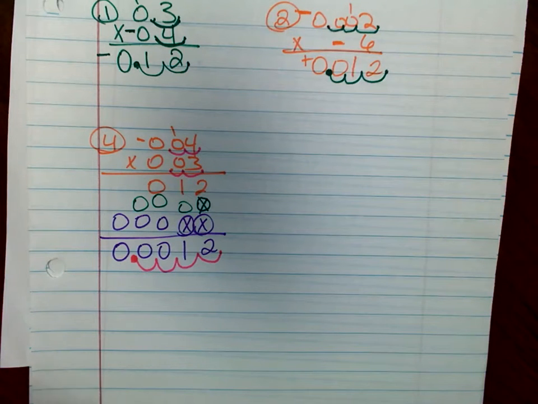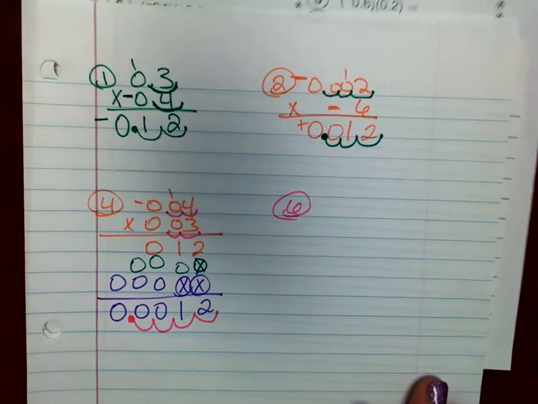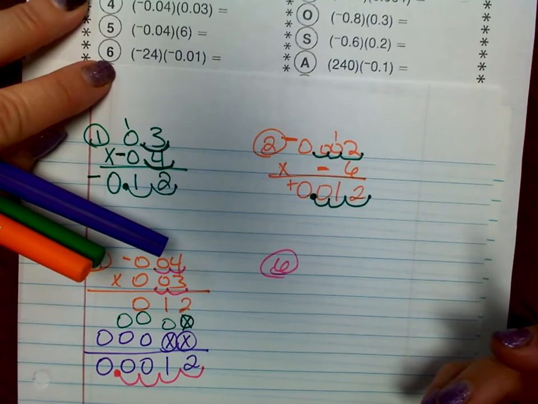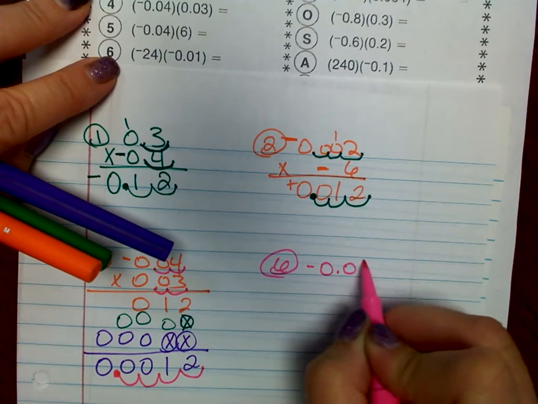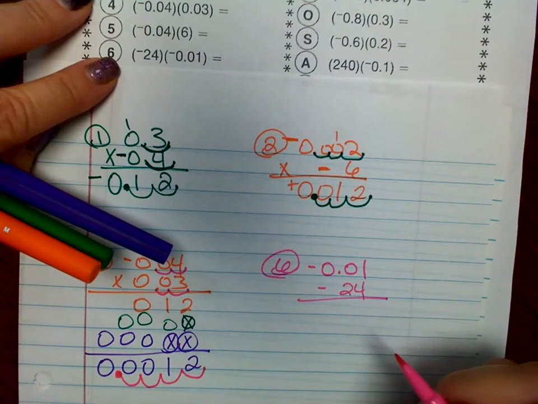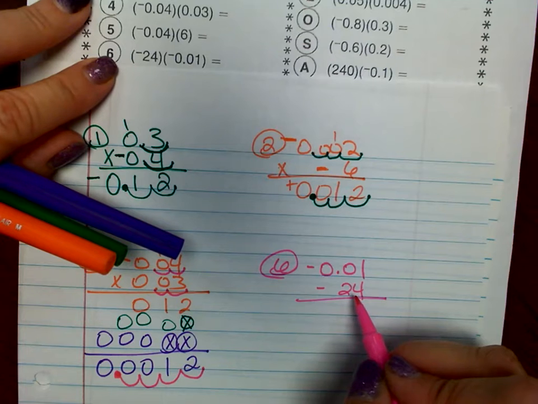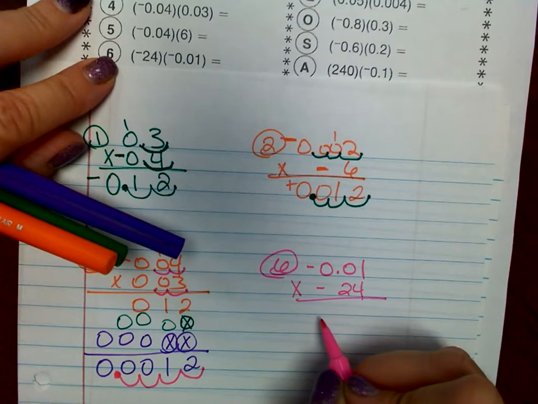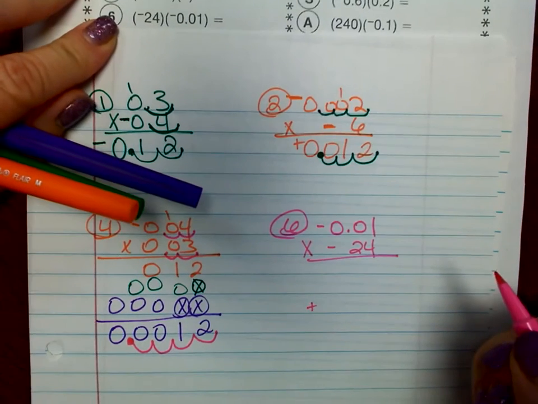Let's look at 6. And I'm going to put my 24 on the bottom just because you don't have to. We should get the same answer. It doesn't matter. Okay, so 24 is on my bottom, and they're both negative because I'm multiplying, so my answer is going to be positive. Okay, my answer will be positive.